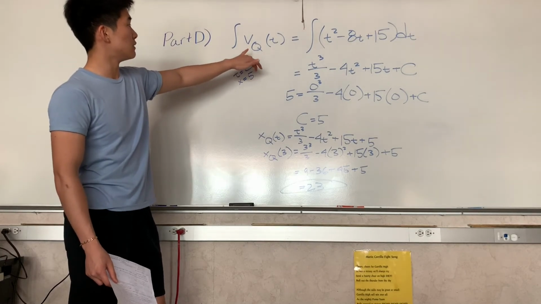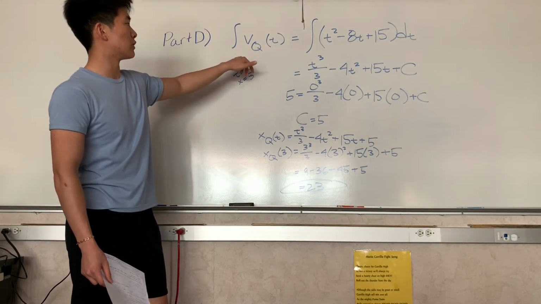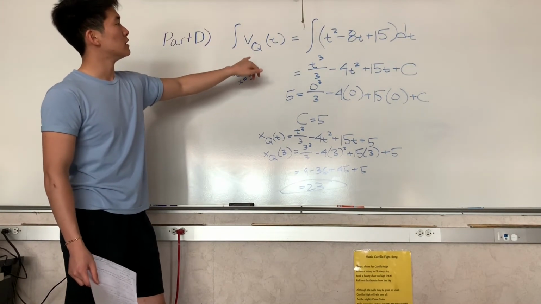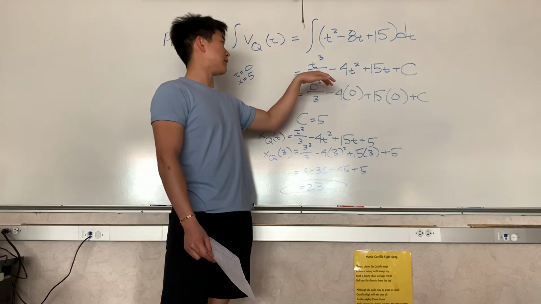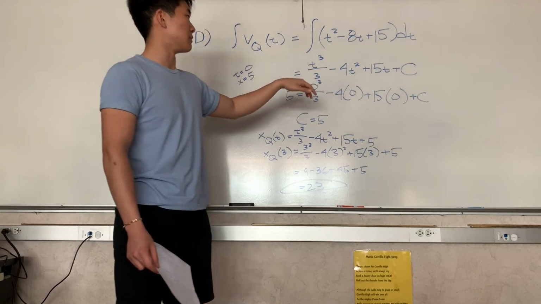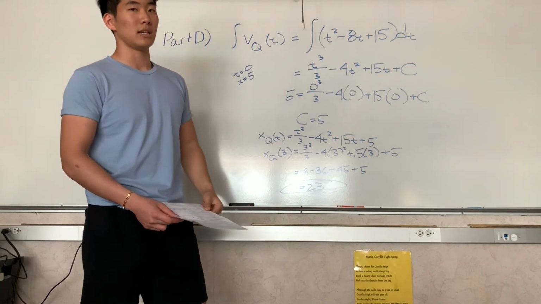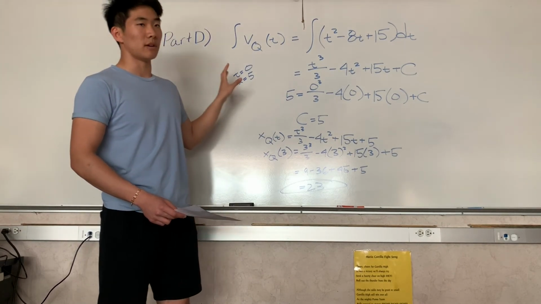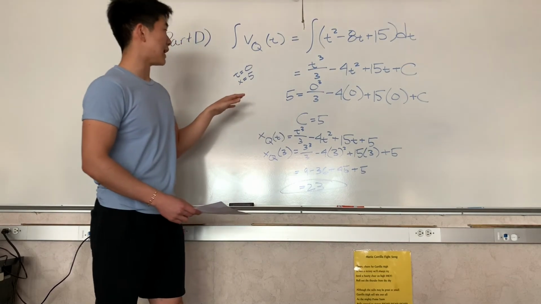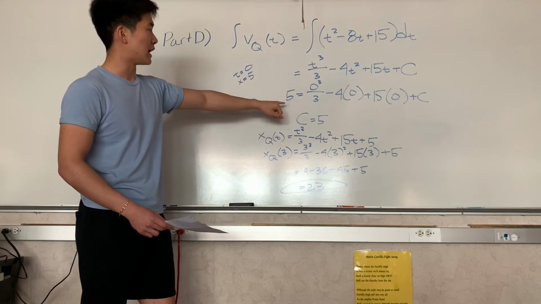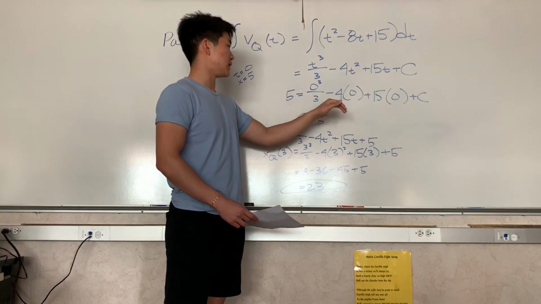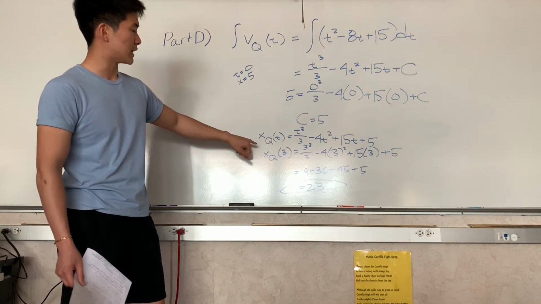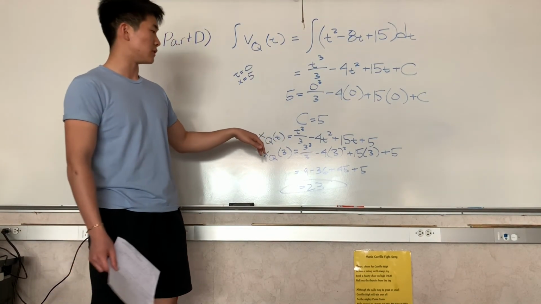So we used the velocity of particle Q and found an integral of that because the integral of velocity is position. So by doing this, we found that it was t cubed over 3 minus 4t squared plus 15t plus c. And then from the original problem, it gave us that at time 0, the position of particle Q was 5. So we plugged in 0 for t, set it equal to 5, and solved for c. And then that gives us the full equation for the position of particle Q.